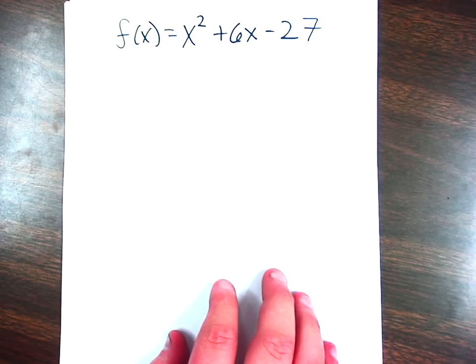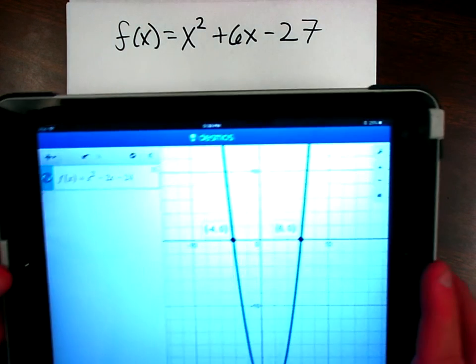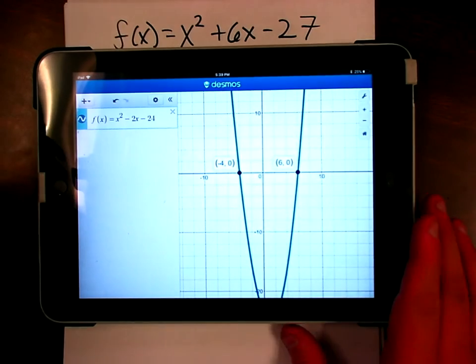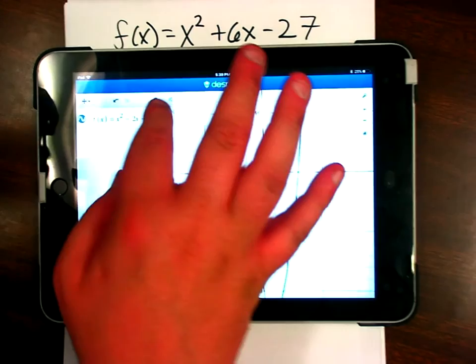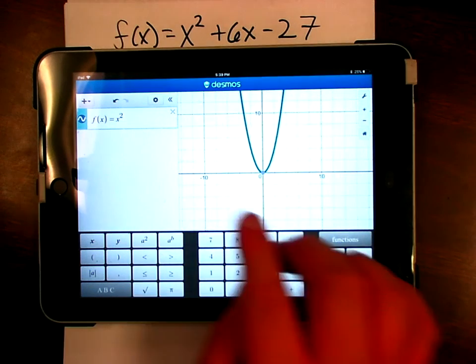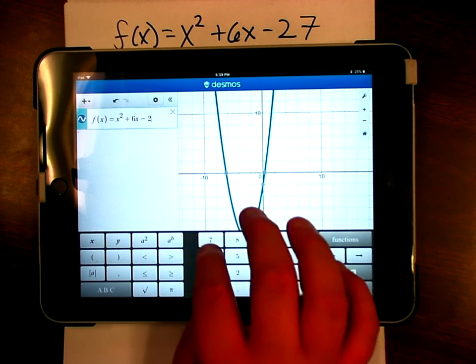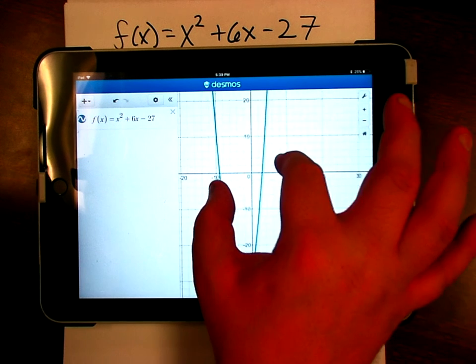For example number 2, I'm going to be using the function f of x equals x squared plus 6x minus 27. So first thing we got to do is find our zeros. So let's graph that. F of x equals x squared plus 6x minus 27. Okay, so here's our new quadratic function.